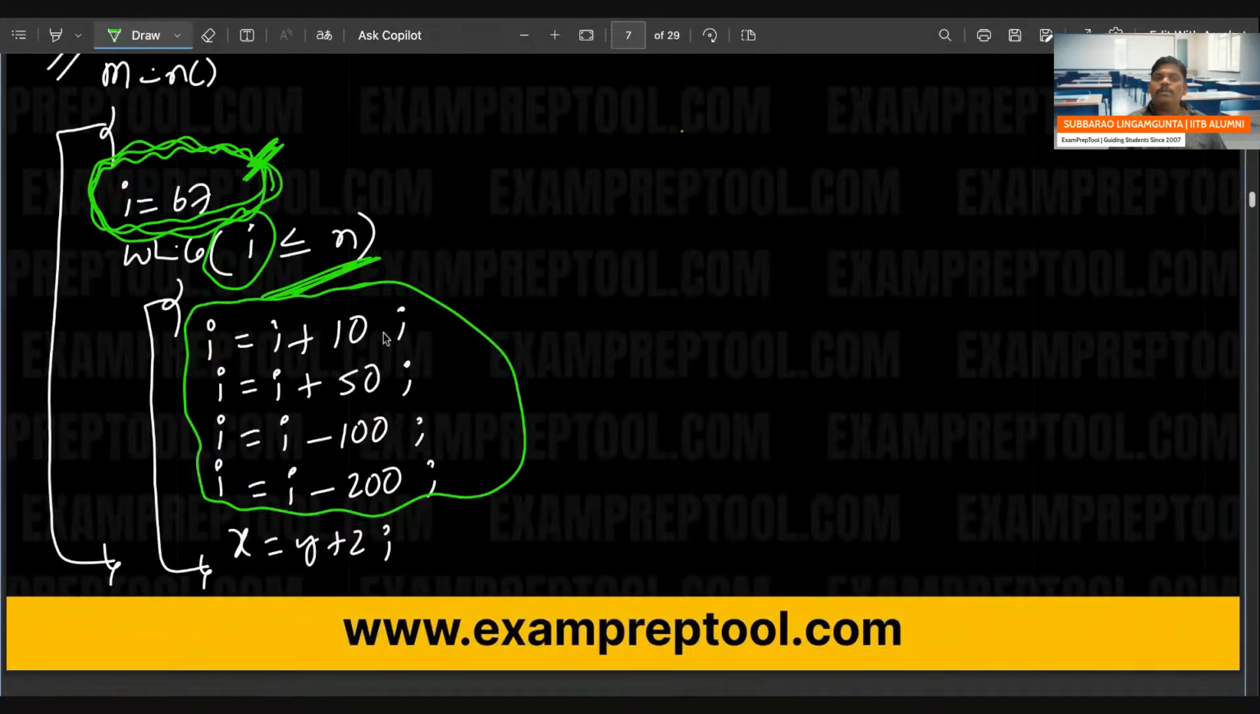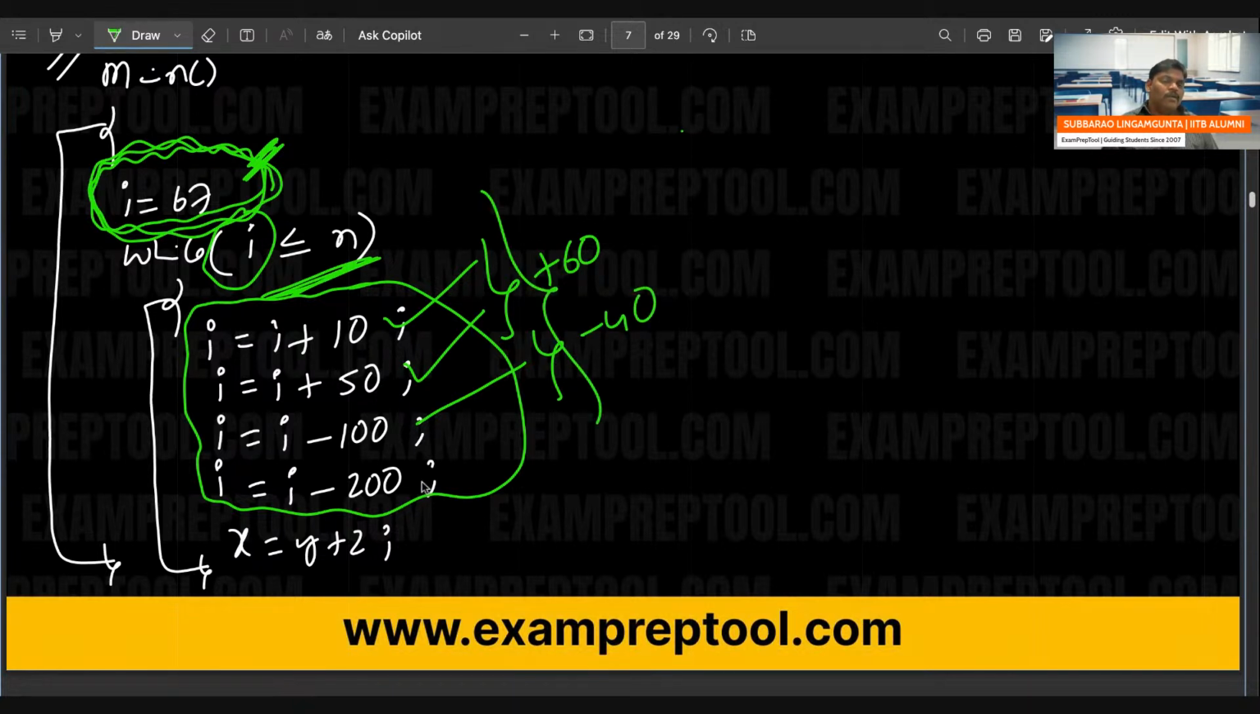But the problem is, 10 you incremented first, afterwards 50 incremented, total 60 incremented. Then immediately, if you observe, 100 is subtracted. 60 minus 100 is minus 40 overall. Afterwards 200 is subtracted. So it became, I think, minus 240.